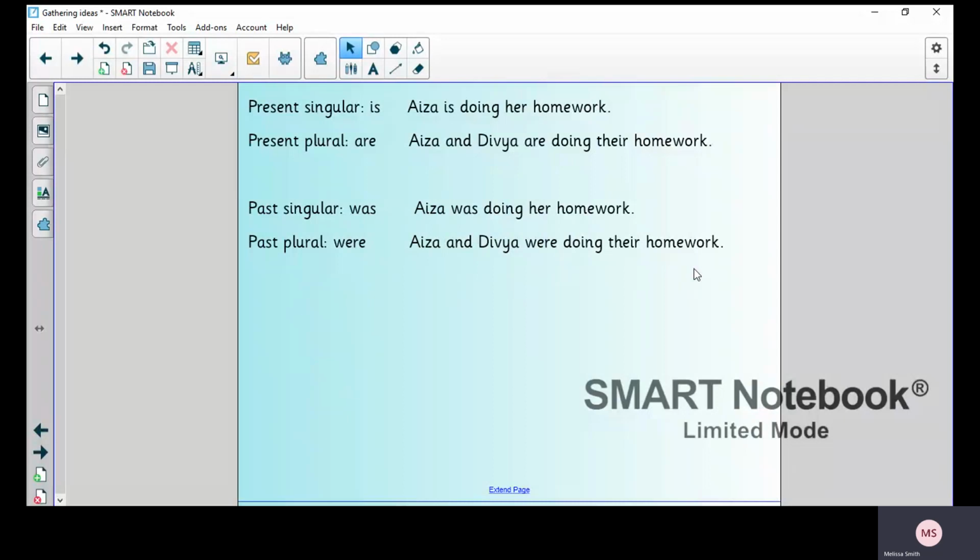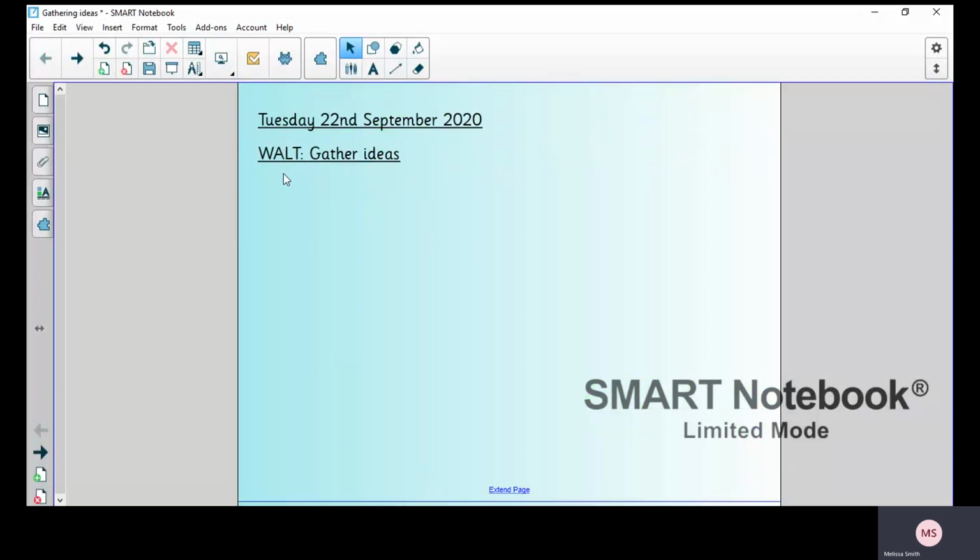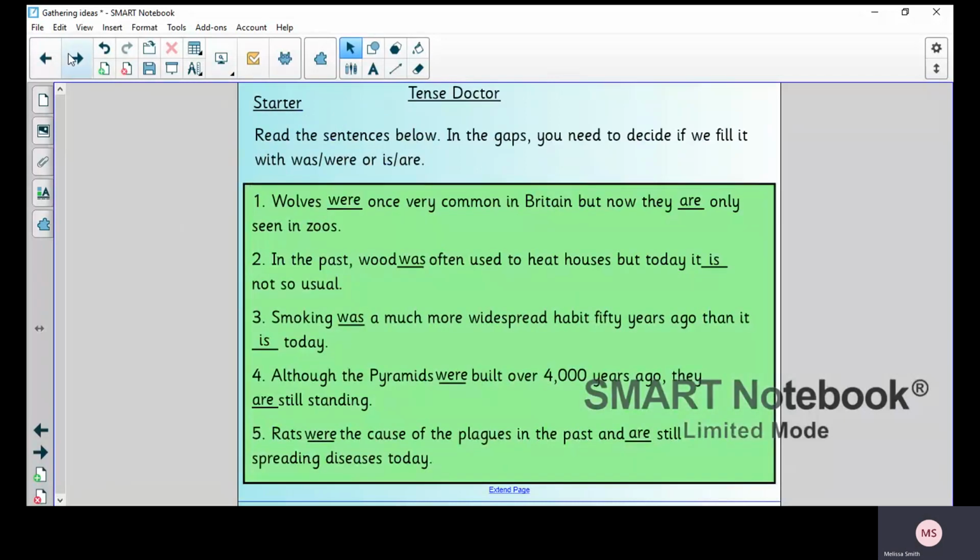Isa and Divya were doing their homework, and you can normally check if you've got the correct version by reading out your answer aloud. So let's have a look at the answers, and you can have a mark of your answers. Well done if you've got them correct.